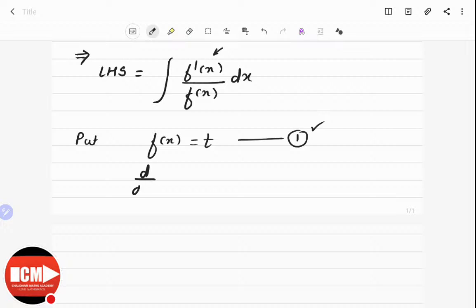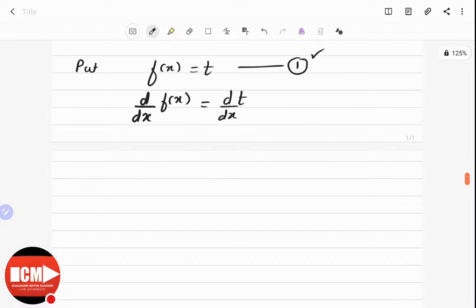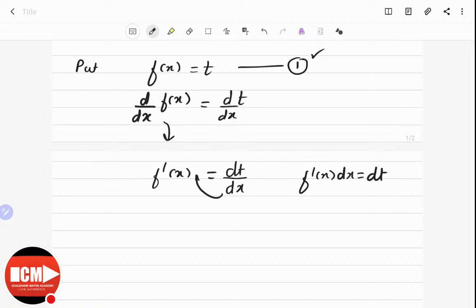So here I am doing step number 2. Let's differentiate this right hand side with respect to x. So the derivative of f of x is f dash of x. You know that this is the symbolic presentation. So the derivative of f of x, symbolically, is f dash of x. This is equal to dt by dx. Please shift this dx to the LHS. So finally f dash of x dx is dt. I'm marking this as equation number 2. So here this f dash of x dx becomes dt, and I am marking this as 2.